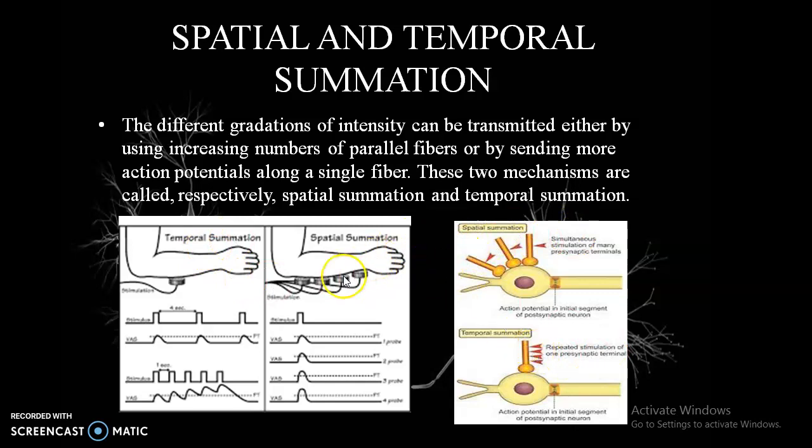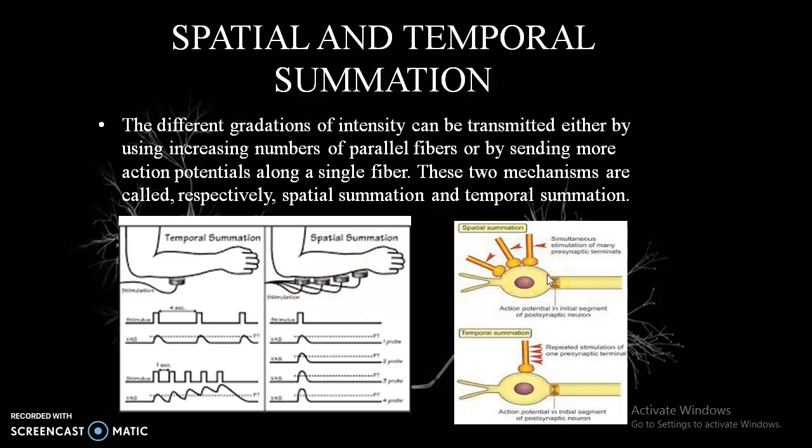So you can see here what spatial summation and temporal summation are. In spatial summation, you can see a large number of fibers. This is the first mechanism, that is, increasing the number of parallel fibers. A large number of parallel fibers are here, and this increases the intensity of the signal being transmitted. So a higher intensity of signal will be transmitted using the spatial summation mechanism.